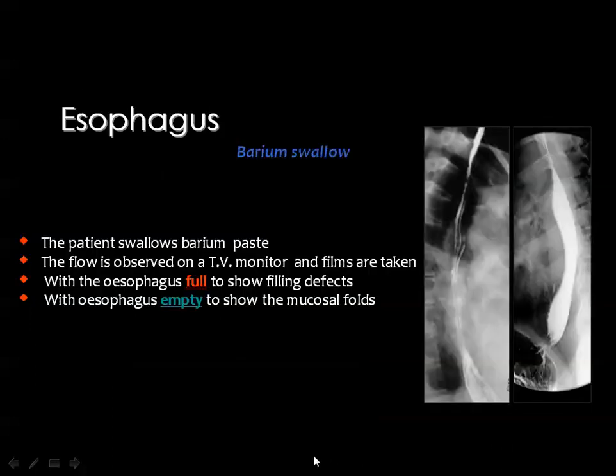Then we'll apply these terminologies to the esophagus, and the esophagus is examined by what's known as barium swallow. By barium swallow, we mean we introduce barium into the esophagus, and we monitor the flow of the barium bolus through the esophagus. We have images when the esophagus is full of barium to look for strictures and filling defects, and also images when the esophagus is empty, looking for mucosal lesions like ulcers or esophageal varices, for example.